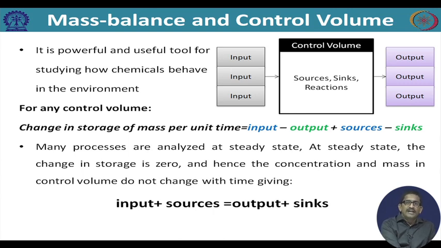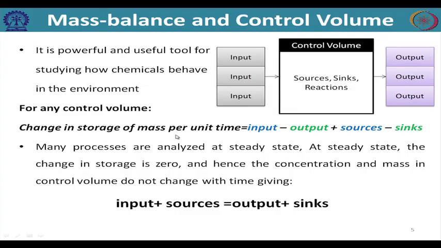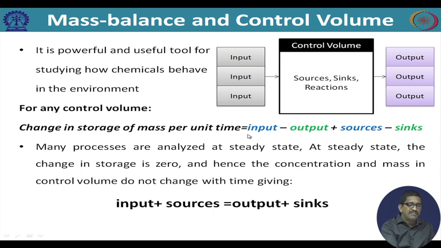Any numerical, when we materialize it, consists of a control volume, an input, an output, and the reactions that are occurring, that is, source and sink. If we understand this, then we can easily solve the numerical. For any control volume, the change in the storage of mass per unit time is given by the input minus the output plus sources minus sink.